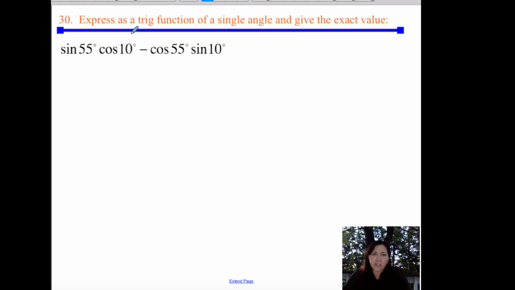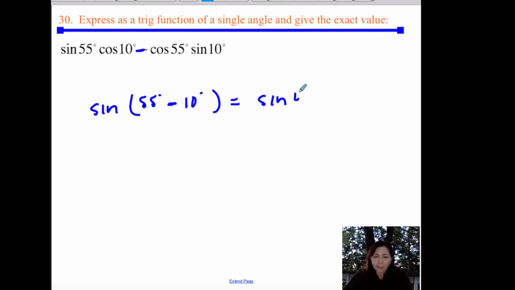This one says just express as a trig function. It goes sine, cosine, minus. So we remember that's going to be a sine of something minus, because sine has the same. And so this is just 55 degrees minus 10 degrees. And 55 minus 10 is the same thing as sine of 45 degrees. And sine of 45 degrees is equal to root 2 over 2.